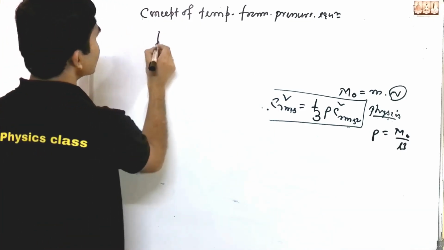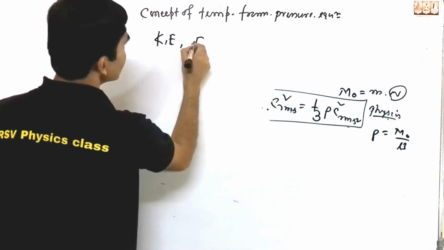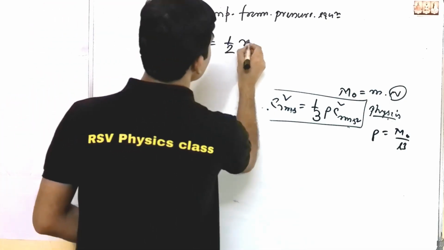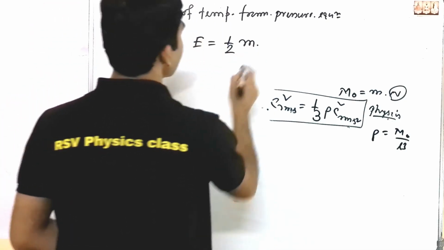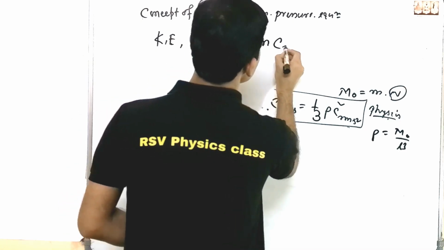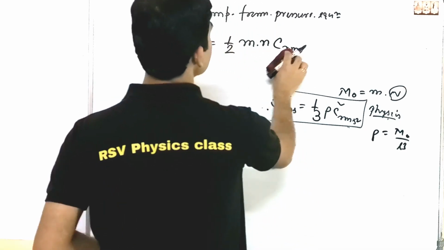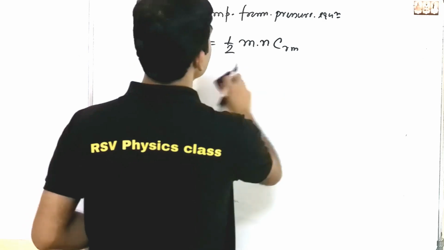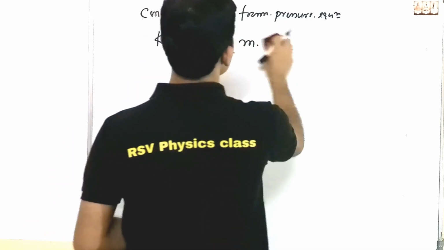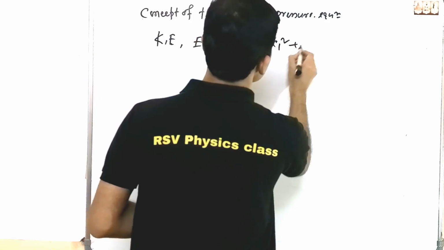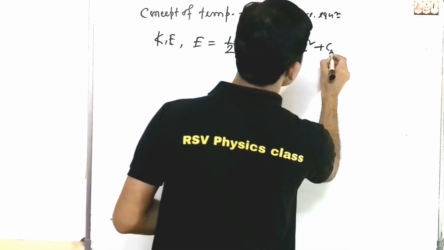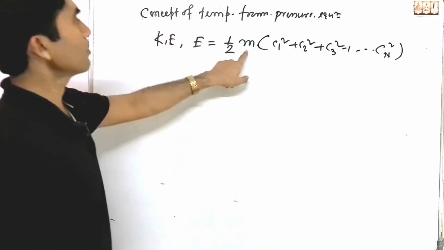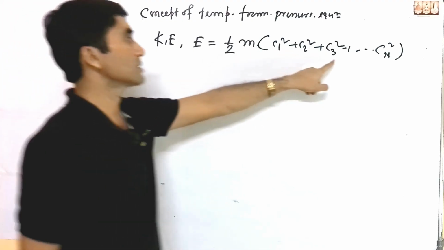So total kinetic energy E equal to half m n. How will you write the total kinetic energy? Total m times C1 square plus C2 square plus C3 square plus dot dot dot Cn square. So this is the mass of the molecule and this is the RMS speed.